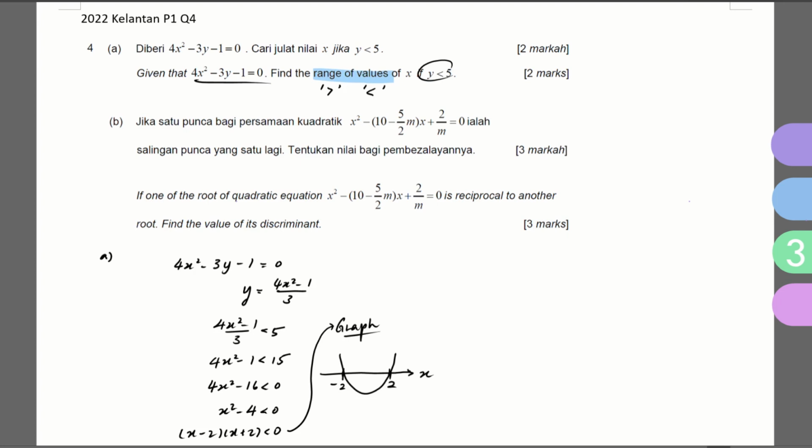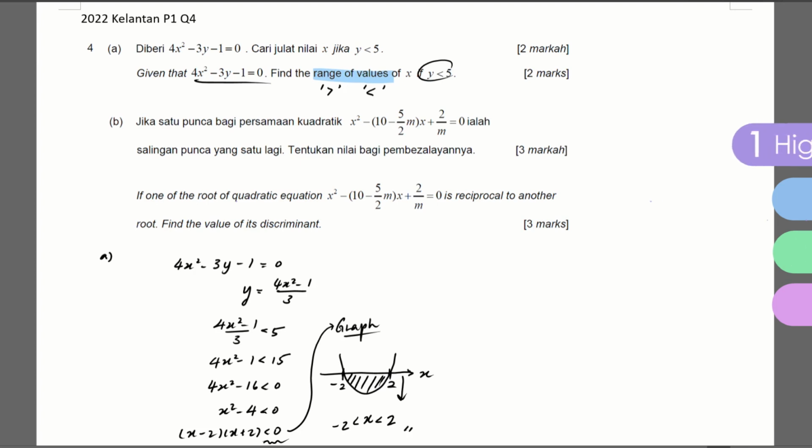So in another video, I have explained this graph method in more detail, so I will put the link here to let you refer. So now our inequality is less than, so we will look at the area which is below the x-axis. And our answer would be x is between -2 and 2.